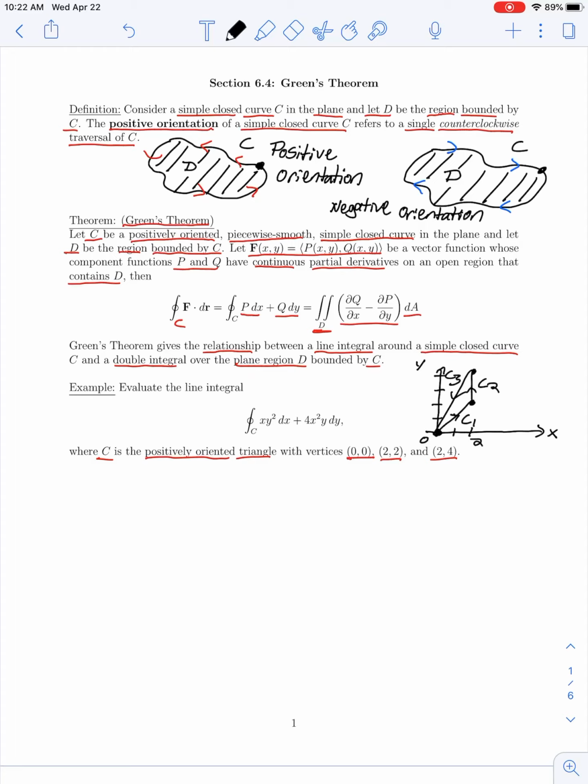And to do that, I would have to find a parameterization for each of these line segments and then convert my line integral to an integral in terms of t. So it gets a little tedious here. But if we make use of Green's theorem, we can think about the line integral over this triangle in terms of a double integral over the shaded triangular region D, shown here, and the double integral over that region is not quite as difficult to evaluate here.